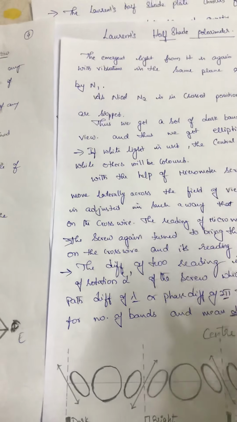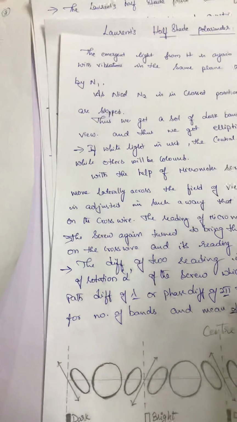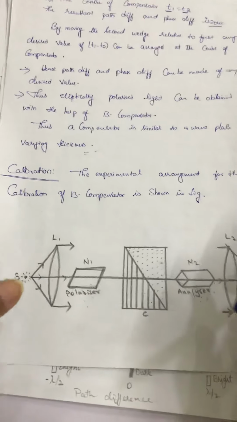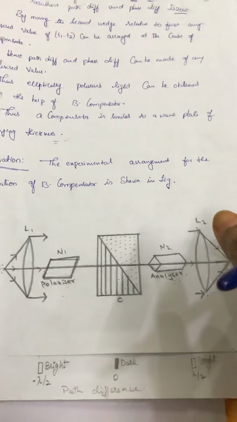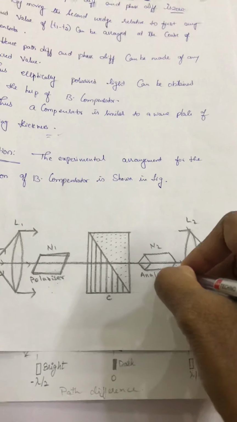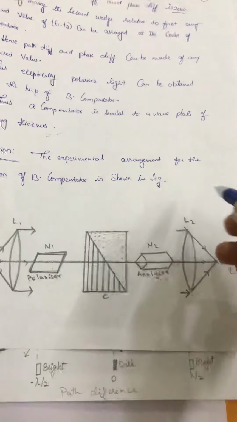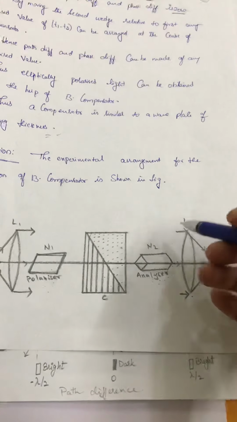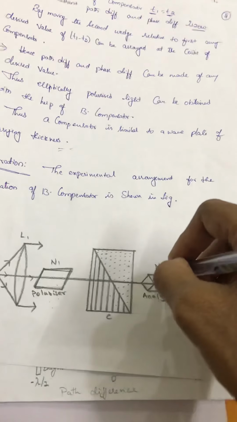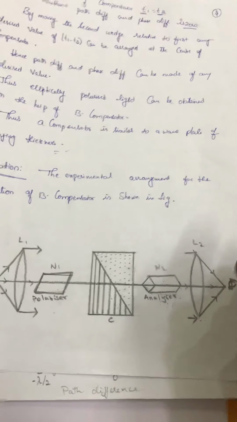With the help of a micrometer screw, the dark bands move laterally across the field of view. Here we get a set of dark bands. The center one will be very dark, and either side of the center one colored bands will be formed if we use white light. Our source is white light, and this is formed here and can be viewed through the telescope E.